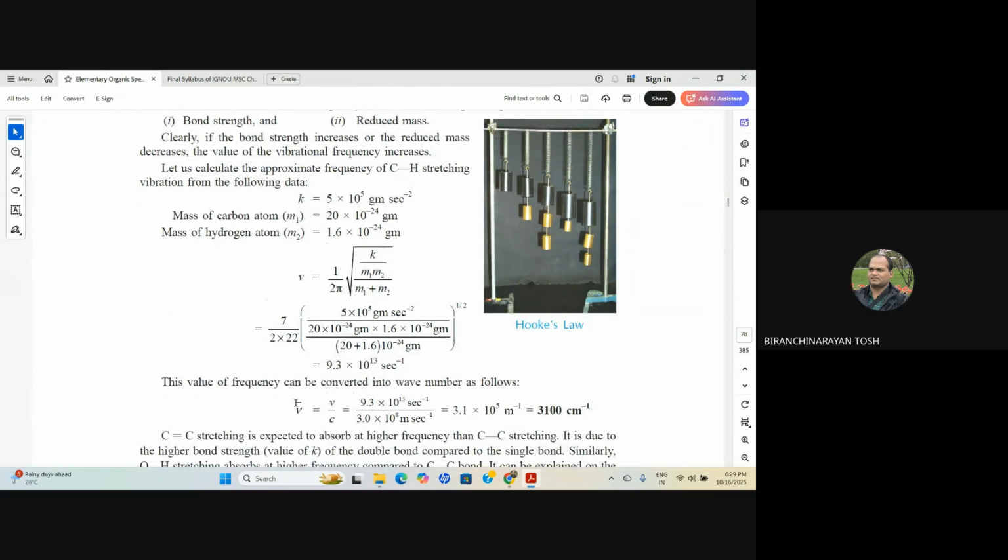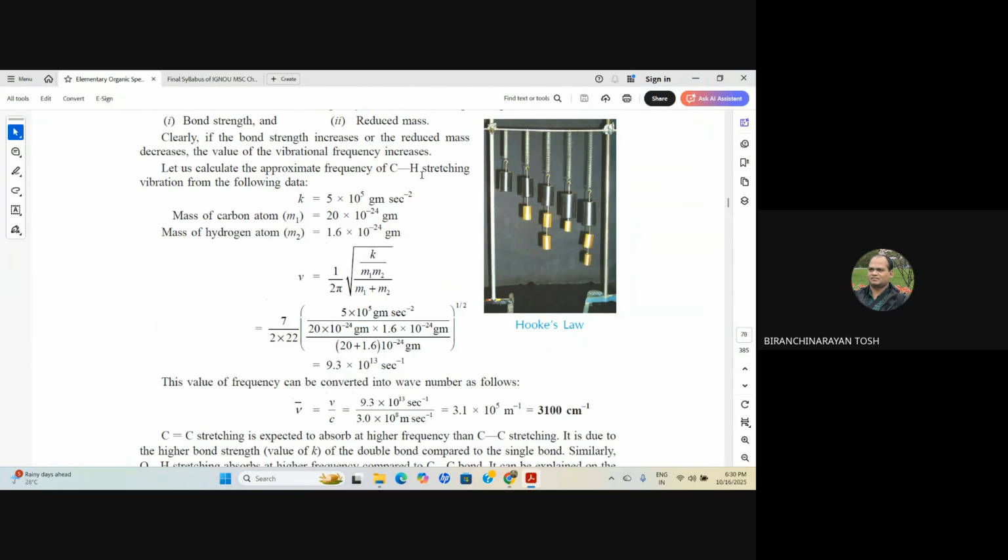And when you find out the wave number, that will be equal to nu by c. You have to divide it by c, or directly you can divide here. You can find out the wave number, which is equal to 1 by 2 pi c root over of k by m1 m2 divided by m1 plus m2. So obviously it will come 3100 centimeter inverse. These are the fundamental frequencies. Some values you have to remember. This is the stretching vibration of carbon hydrogen bond.